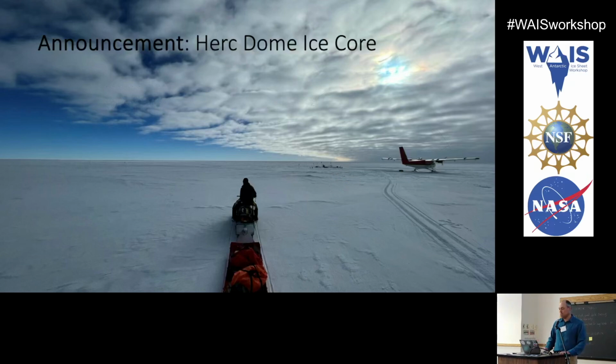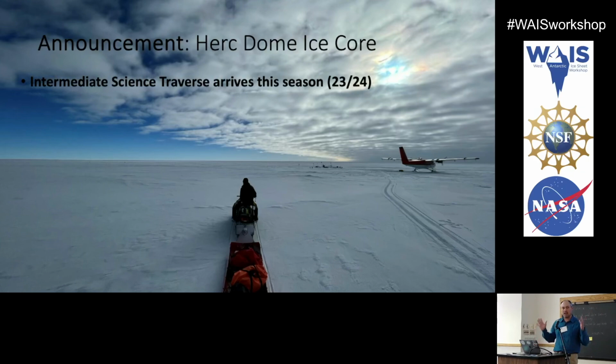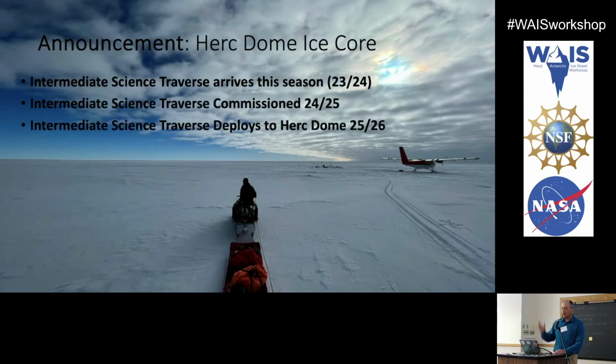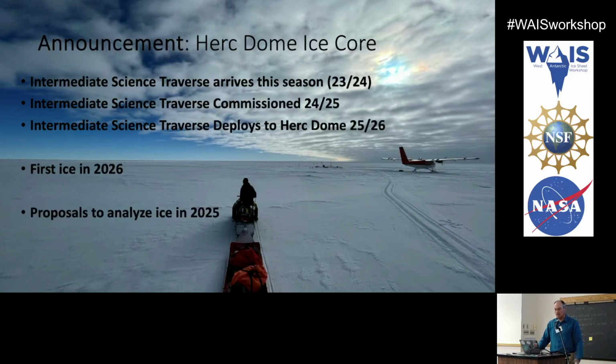I want to finish with my final minute with an announcement about the Herc Dome Ice Core project. I started with a photo from there, bringing it back. Here's the timing for this project to get started. We've got the Intermediate Science Traverse, which is arriving in McMurdo on the vessels this season. That's getting commissioned in the following season, with the idea that they're heading to Herc Dome in the 25-26 season to begin the drilling project. That means first ice would return in 2026, with proposals to analyze the ice core timing around 2025. And I'll put up my favorite Paul Cutler catchphrase, that this will happen no sooner than. But I'm using it in a smaller font because I think there's increasing certainty about things.